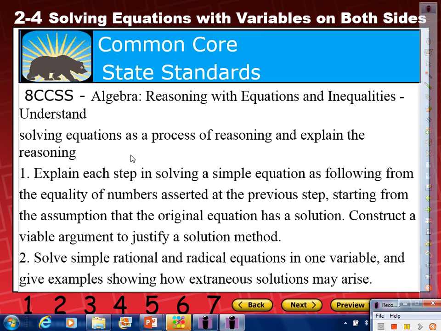We're still on the same standard, algebra, reasoning, and equations, and it says understand solving equations as a process. We still have been solving multi-step equations. Today we're going to continue with that.